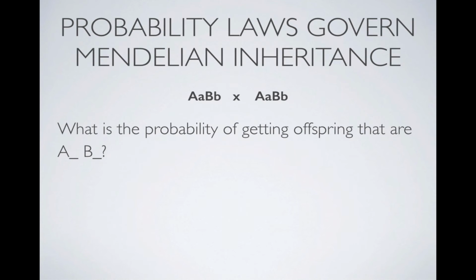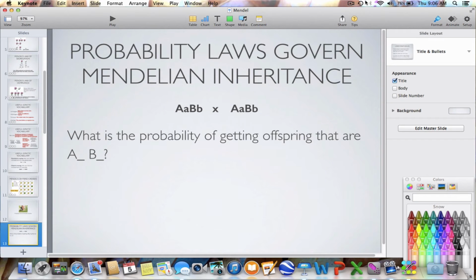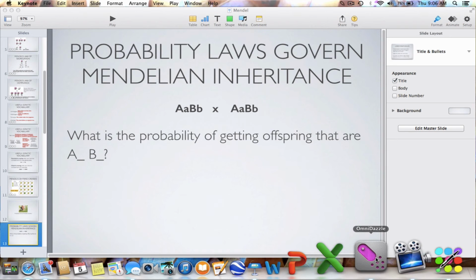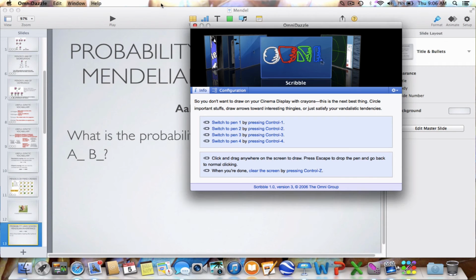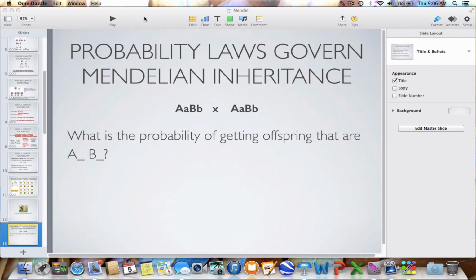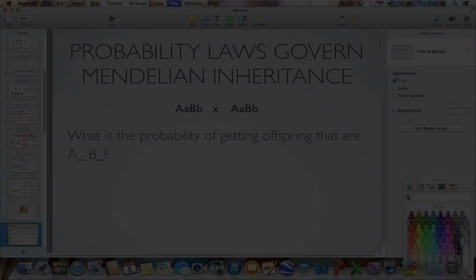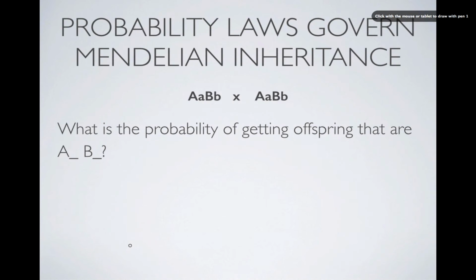Hold on. I didn't turn on my little pen here. Now I got my pen. Sorry about this. Play slideshow. All right. Okay, so now I can get to my little pen. All right, I want to write red.